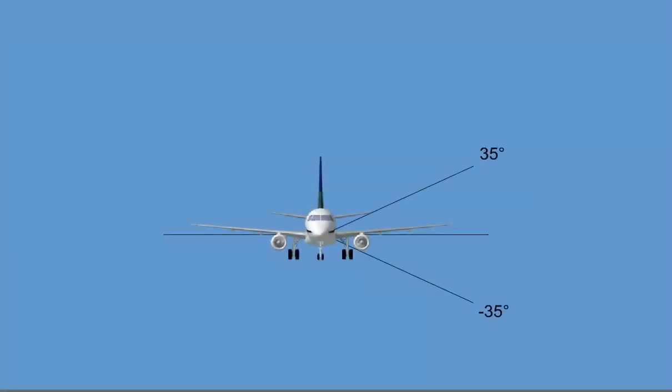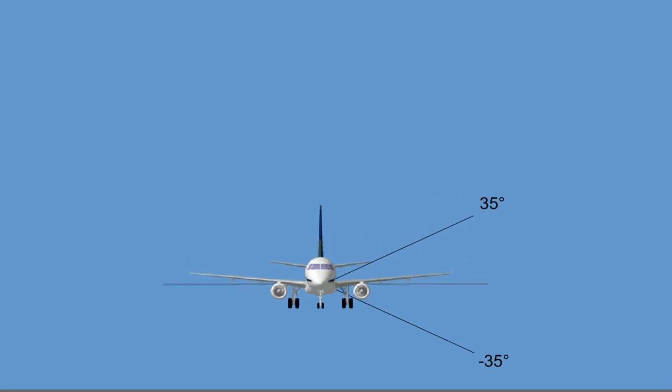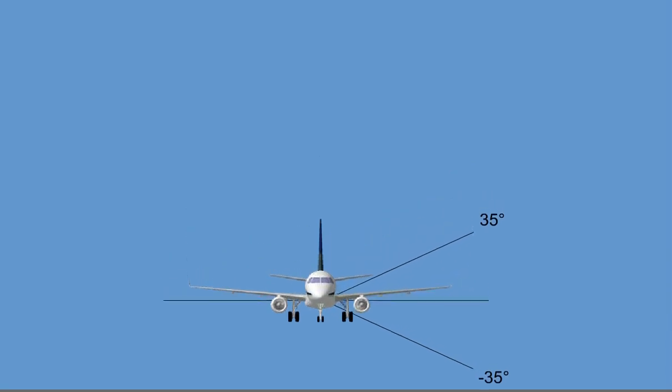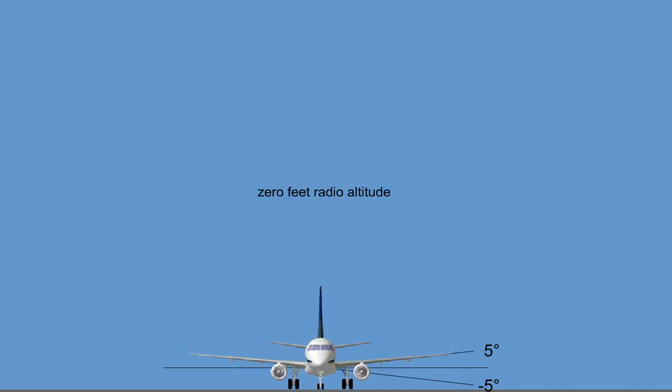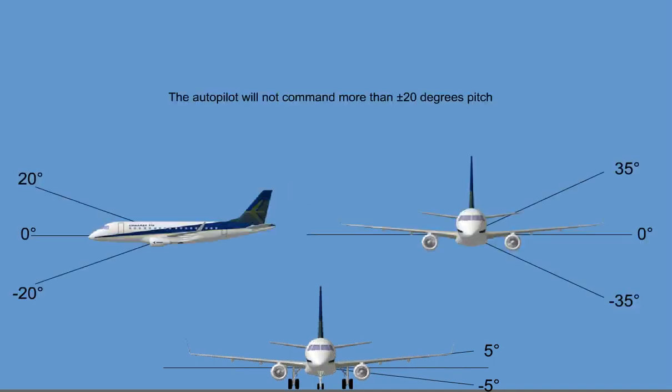The autopilot control limits for roll will be plus or minus 35 degrees except in approach mode. In approach, the roll limits will be reduced linearly from plus or minus 35 degrees above 200 feet radio altitude to plus or minus 5 degrees at 0 feet radio altitude. The autopilot will not command more than plus or minus 20 degrees pitch.